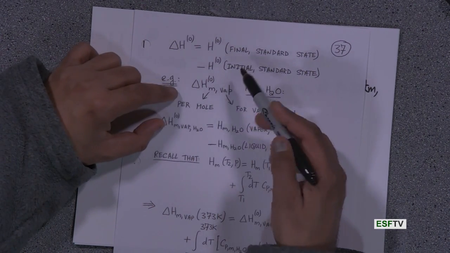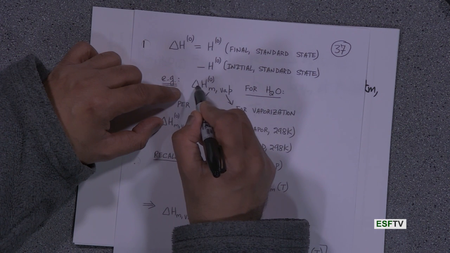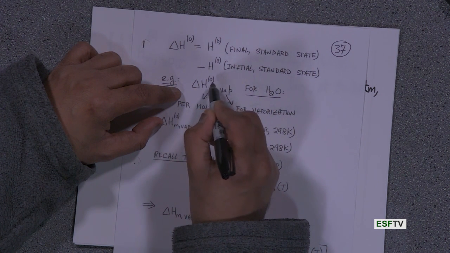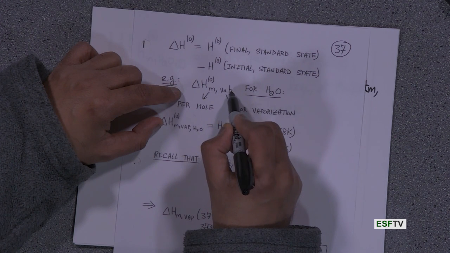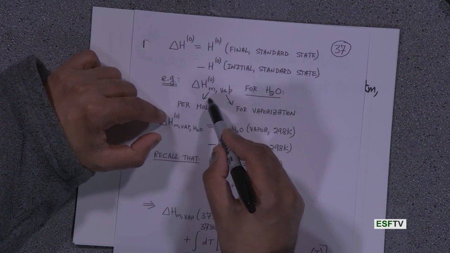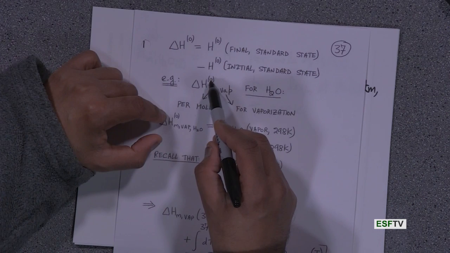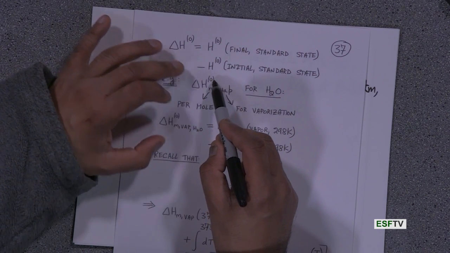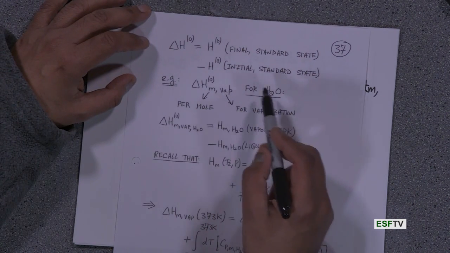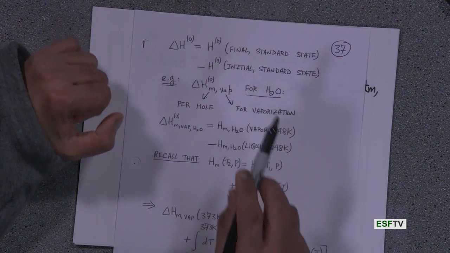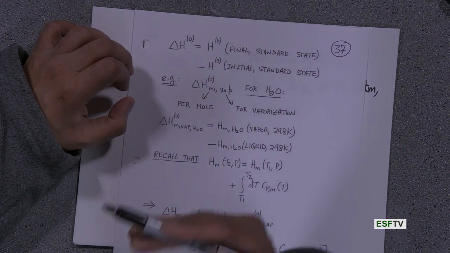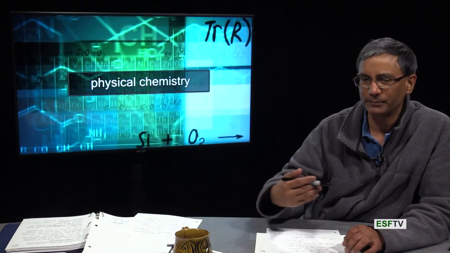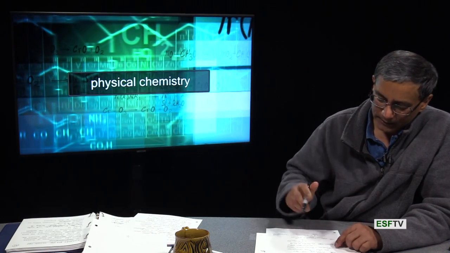So let's look at this. Delta H, change in enthalpy, subscript per mole, comma, VAP, vaporization, superscript 0, that tells us it's under standard conditions for H2O. Let's look at what that means. Maybe the simplest way to go through this is to go through one example after another of what these terms mean and how they are used.